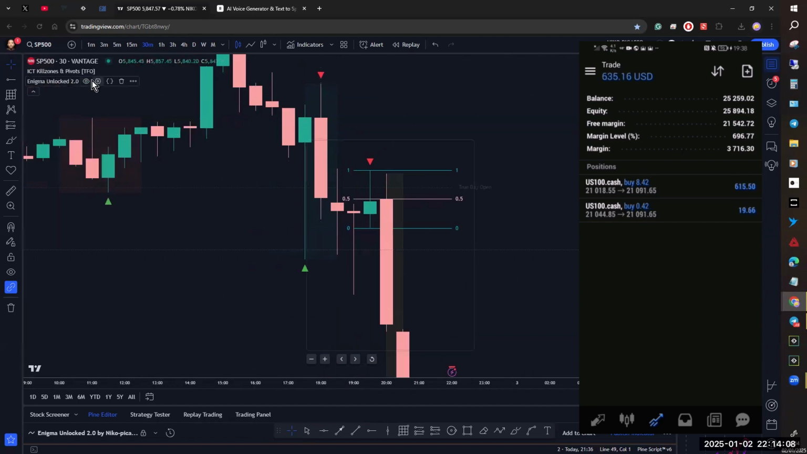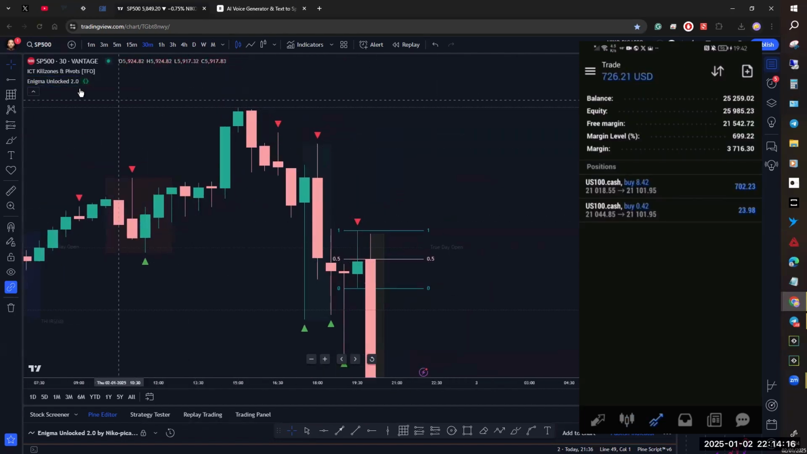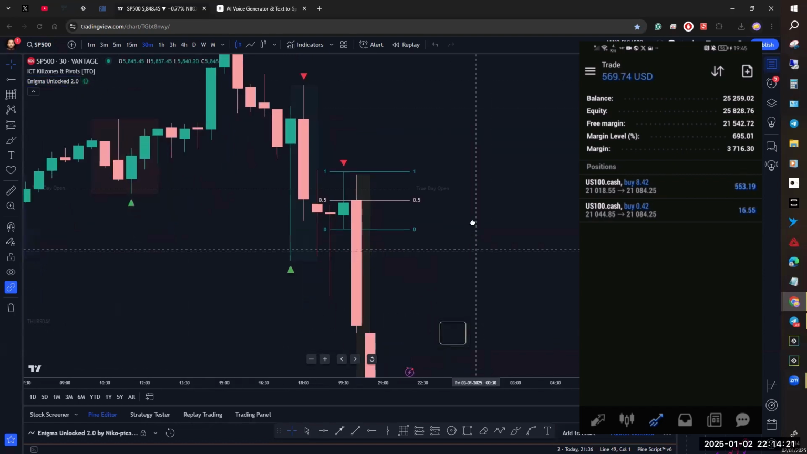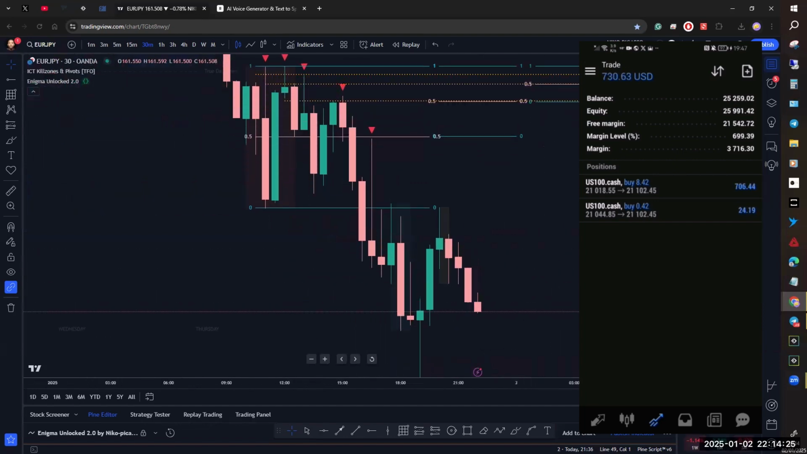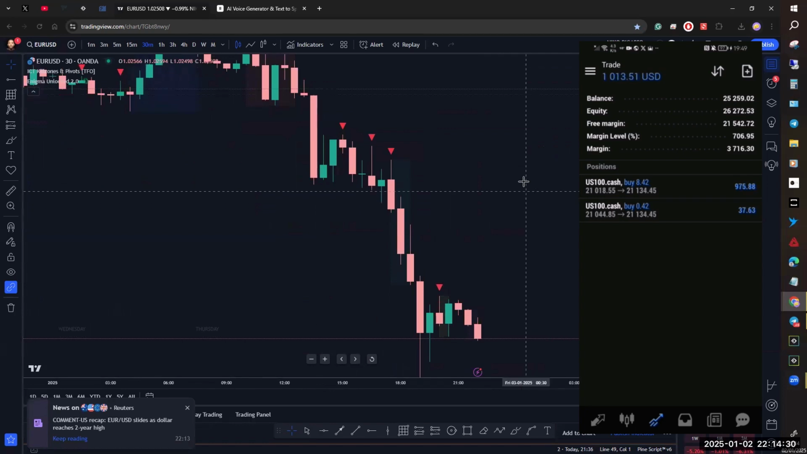So the EMA filter, obviously you have to toggle it in because it's going to basically filter the signals for you with the trend, following the EMA's trend. Obviously, you are free to customize it. On AUDJPY, we saw this already. So I'm just going through a few setups that we had today.